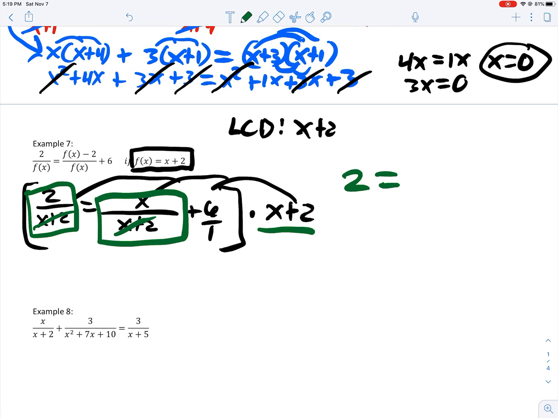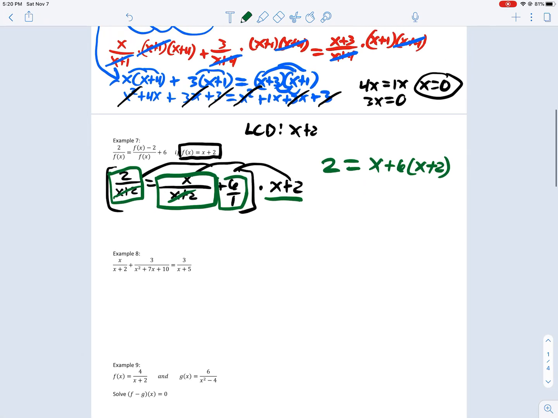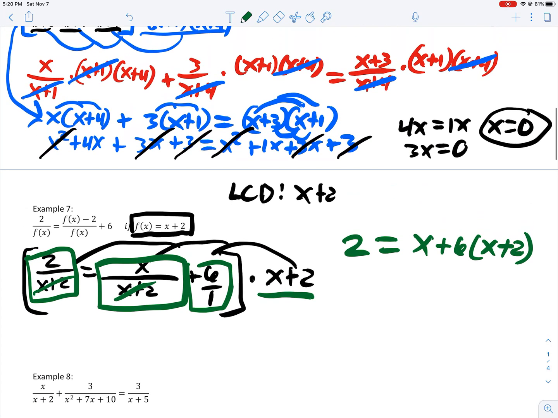Right, so all you would have is x. And then if you multiply it by the third fraction, you would end up with 6 times x plus 2, because nothing reduces. So that's the part I'm hoping you guys can start doing in your head, so you don't have to write it all out. So distribute the 6. So we get 6x plus 12.